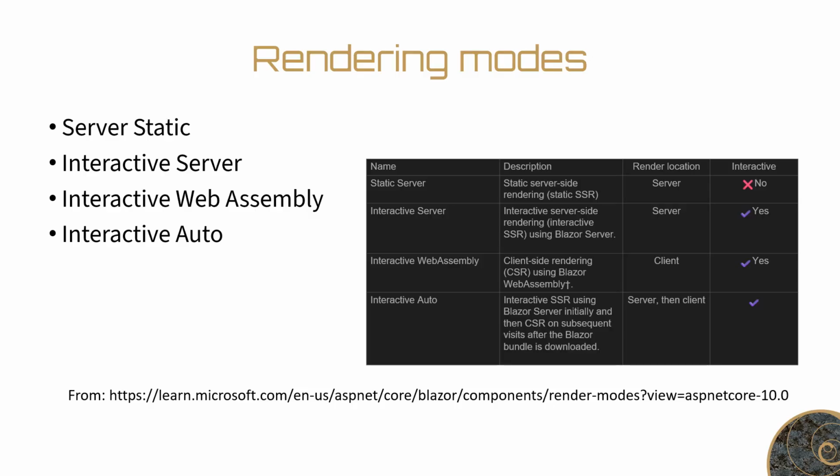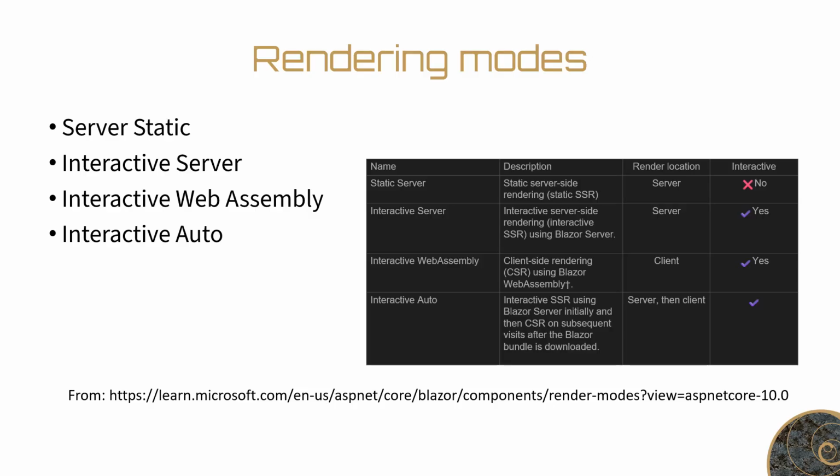So these are the rendering modes: server static, interactive server, interactive WebAssembly, and interactive auto. And so server static is basically just a static web page. This is actually very similar to just a regular server serving up a web page. It's just a piece of text that comes to your browser that gets interpreted as HTML and CSS and JavaScript, and just gets presented the normal way. In fact, a lot of your pages will probably just need to be server static, and interactivity is reserved for pages where you're actually working with data.